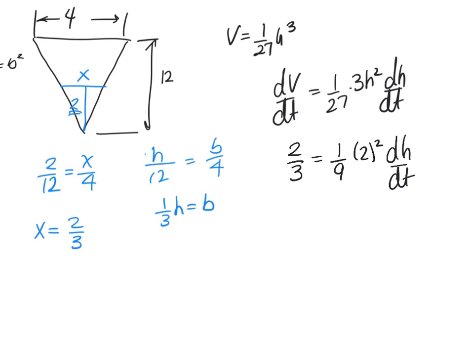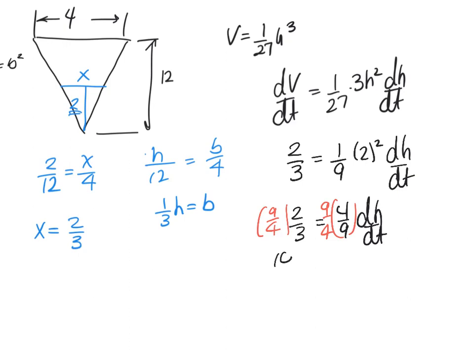So I end up with 2/3 is equal to 4/9 dH/dt. I'm going to multiply both sides by the reciprocal of 4/9, so I'm going to multiply both sides by 9/4. And I end up with 18 over 12. So 3/2, and that is my dH/dt.